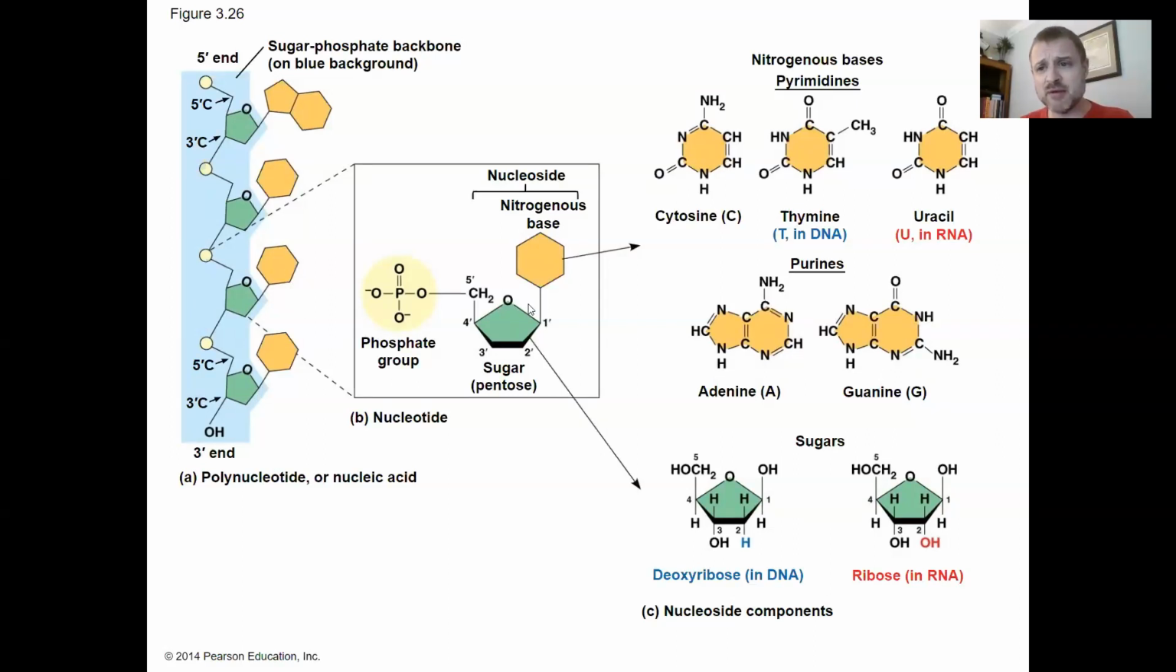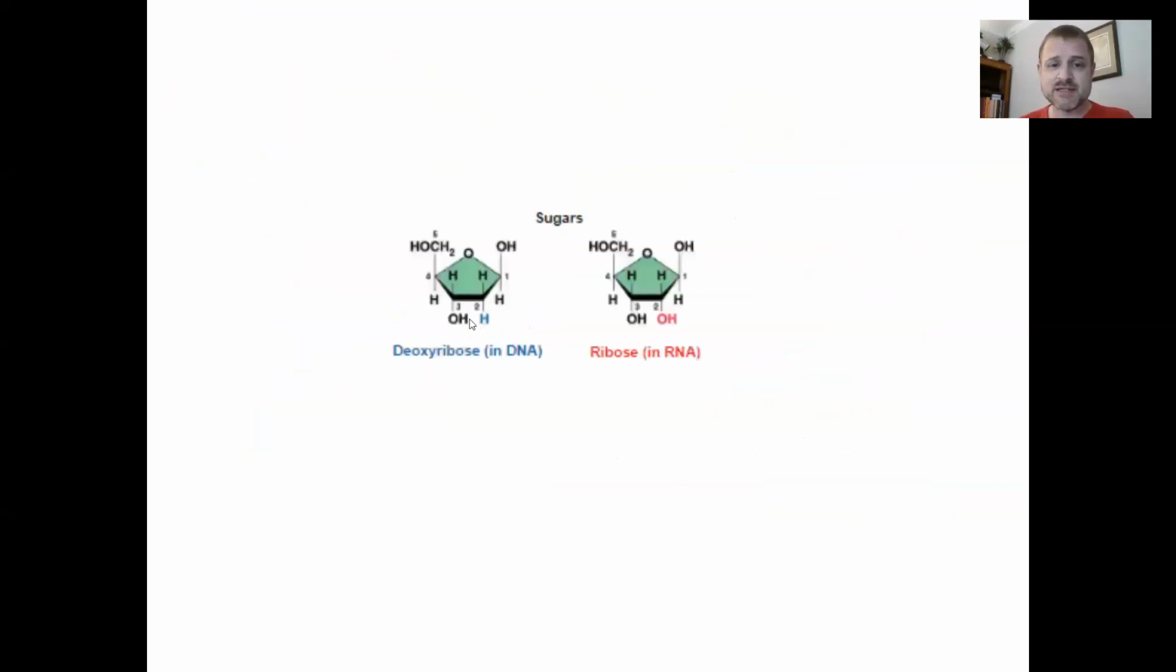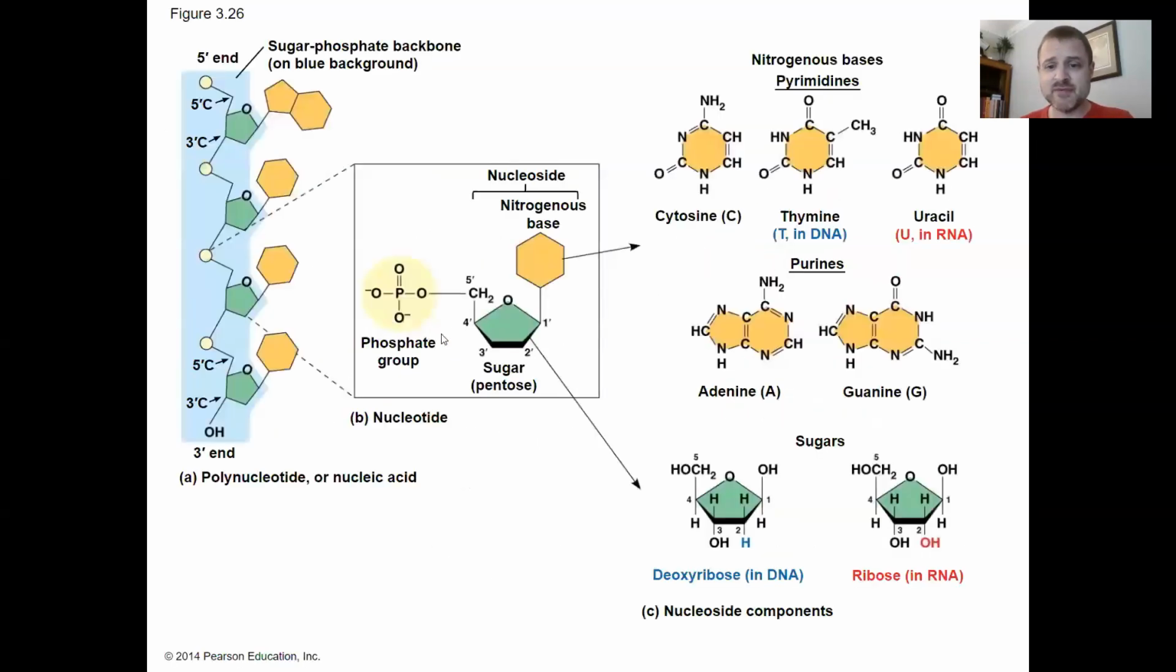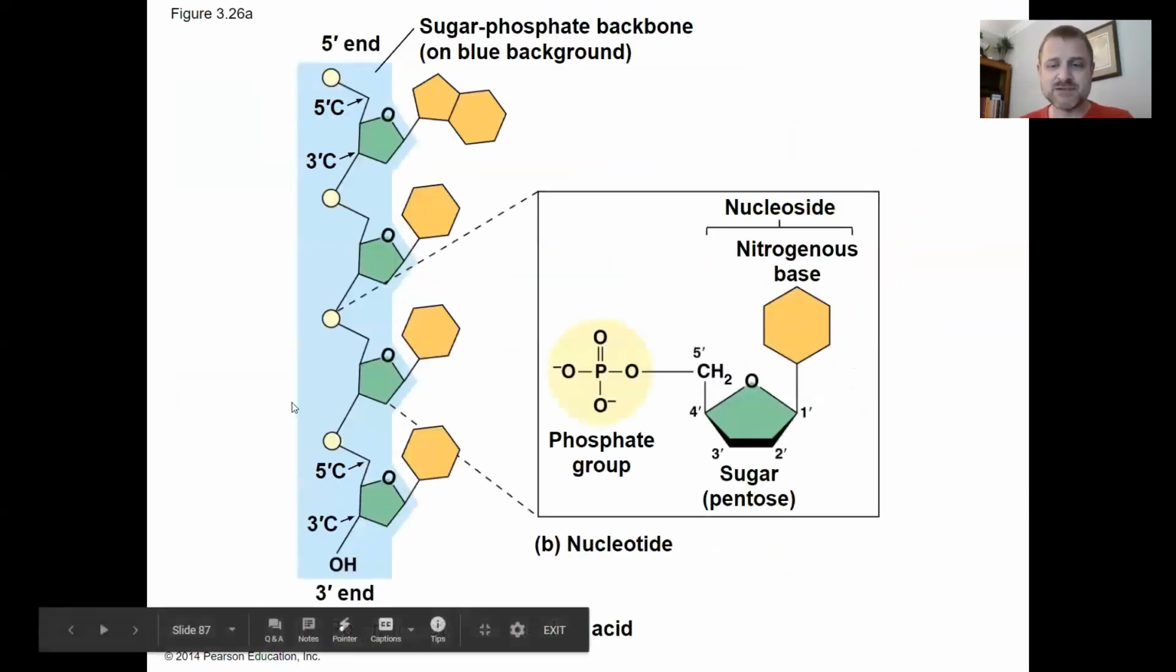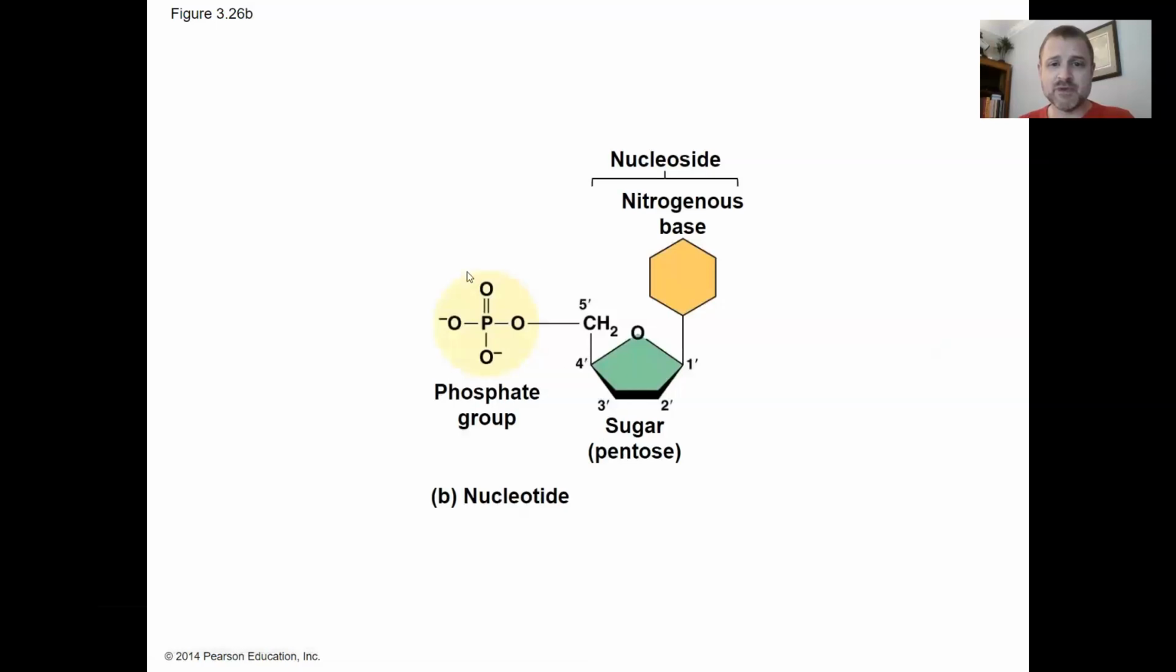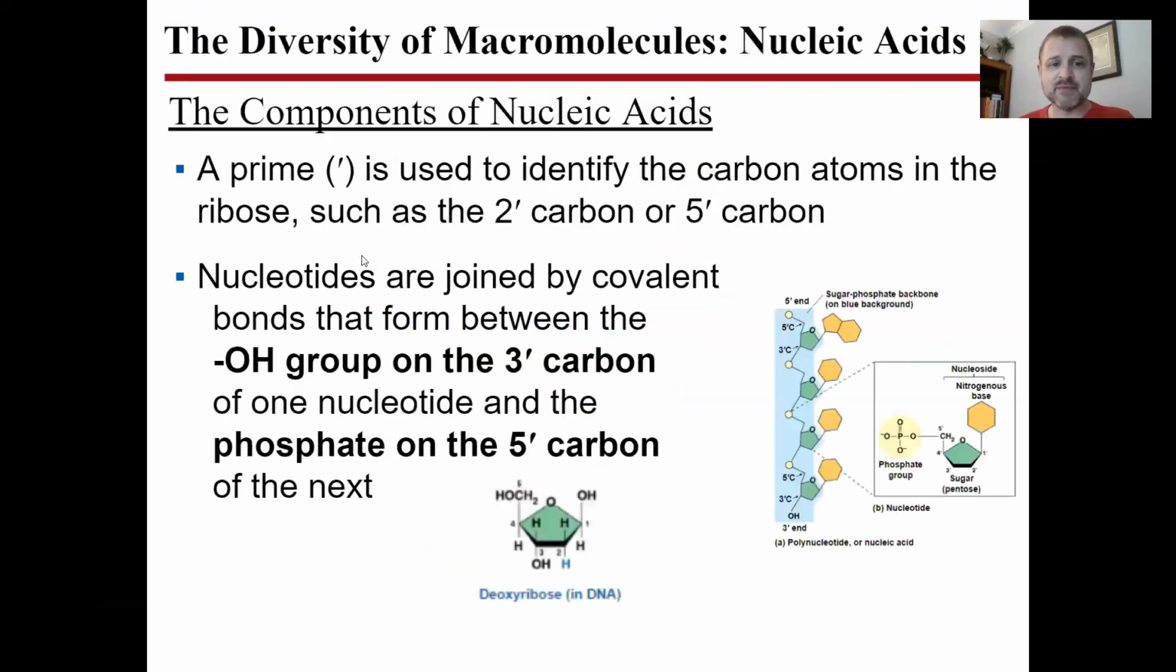Notice my carbon numbering system. The 1' carbon goes to the base. The 5' carbon goes to the phosphate group. And the 3' carbon is not shown here, but if you go back, this 3' carbon is attached to a hydroxide group. This is the same thing, just bigger: a sugar-phosphate backbone, and the rungs are the nitrogen bases.